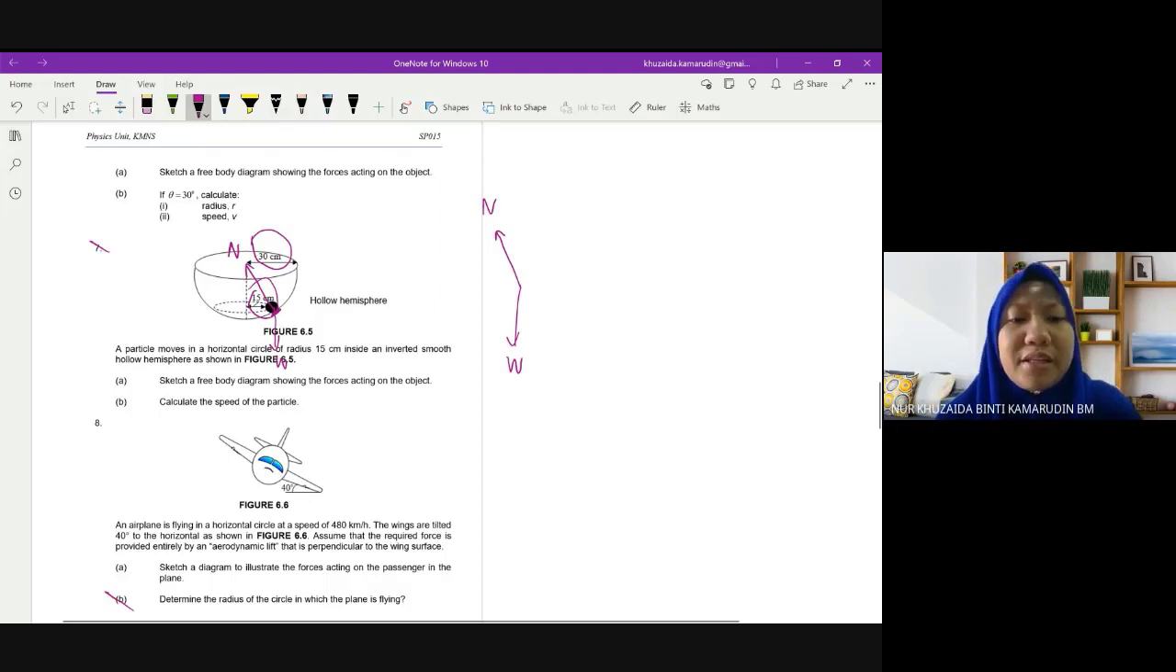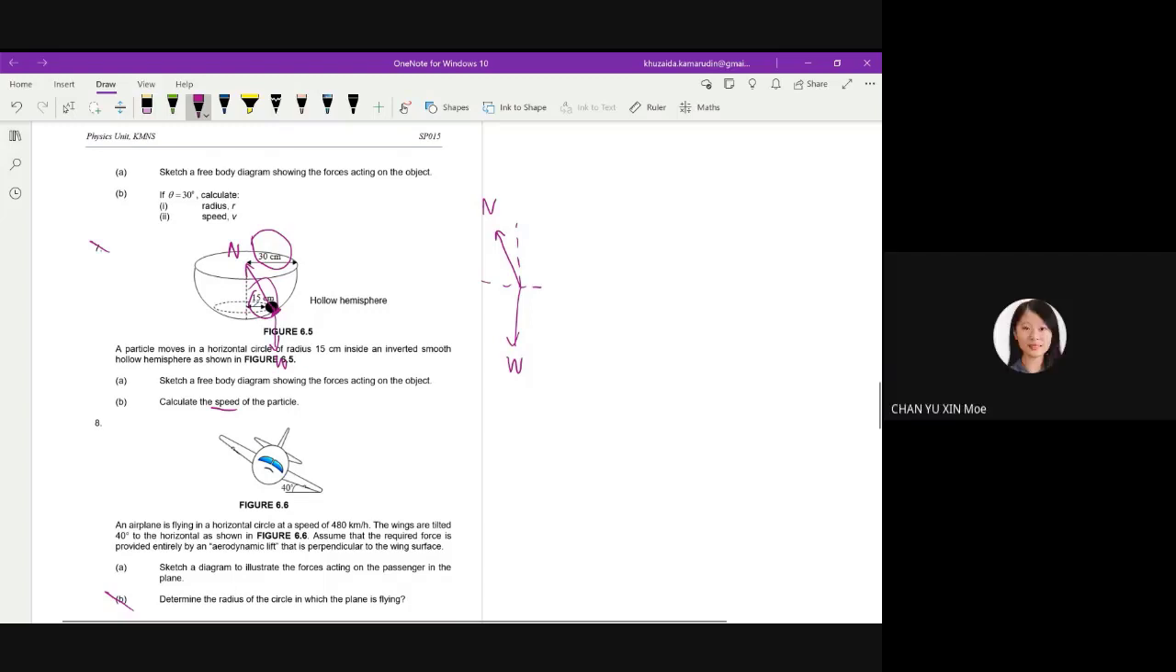And then calculate the speed of the particle. So dia minta speed. Bila ada perkataan speed, radius, maksudnya you kena tahu relatekan centripetal force dengan force yang berkaitan. Kena tentukan dia dalam komponen X dan komponen Y. So kita completekan free body diagram kita. Kita ada paksi X and Y over here. So tell me, what is the direction of centripetal force over here? To the left, very good.